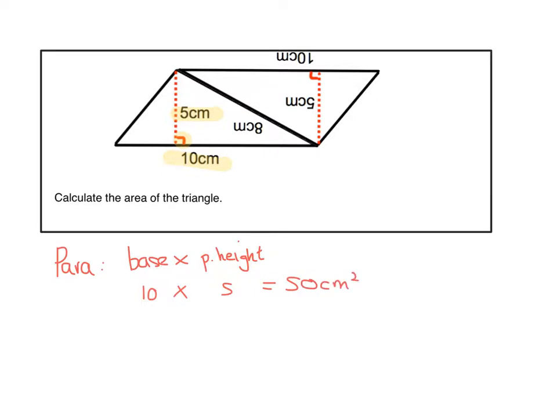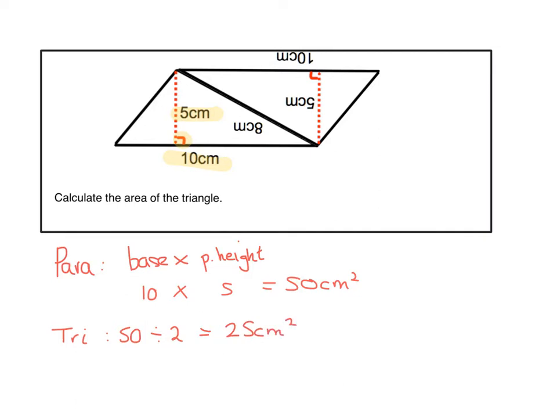Now that is the area of this whole parallelogram here. I only want the area of one of these triangles. Well, there's 2 triangles here. So 2 triangles is 50 centimetres squared. So one of those triangles I need to divide by 2. So 50 divided by 2 is 25 centimetres squared.